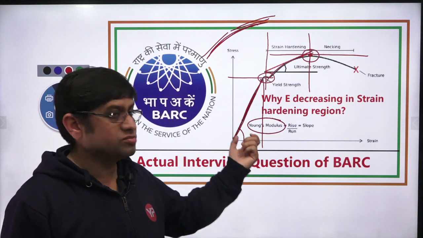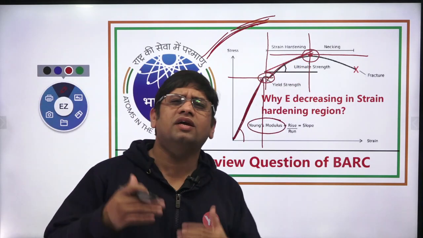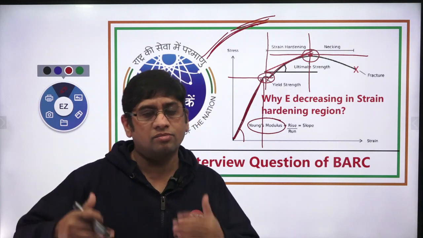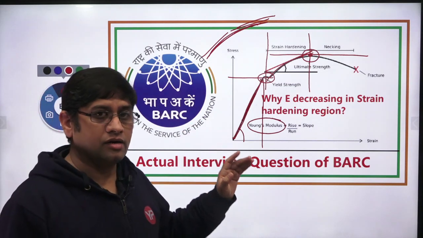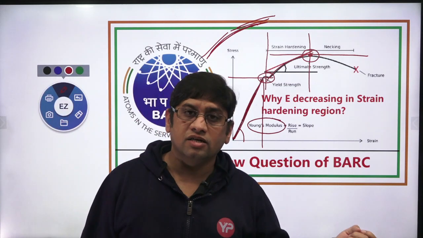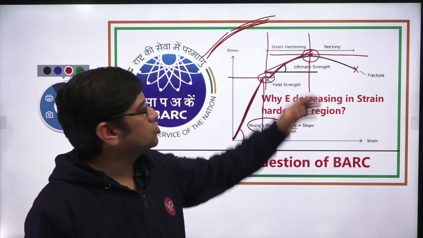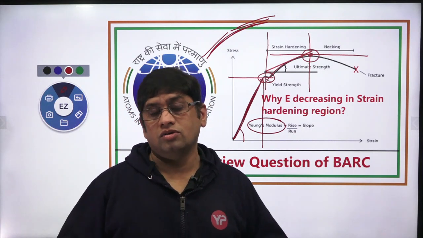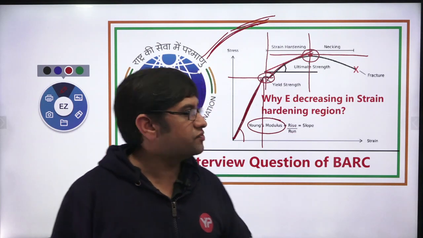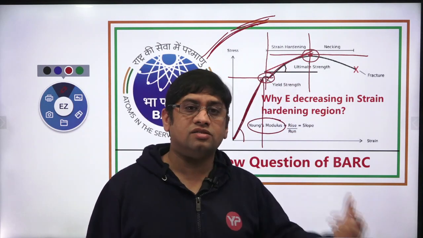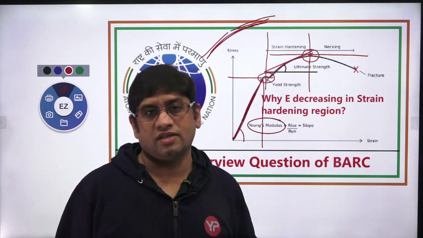What does the slope normally give you? Sir, Young's modulus. Though Young's modulus is defined only in the elastic region, and in the plastic region we cannot call it Young's modulus, there is some kind of similarity. So when the slope of the stress strain diagram in the strain hardening region is decreasing, what is the meaning of that? Slope becoming 0 means the material is no longer stiff. So how do you justify that strength is increasing but stiffness, or Young's modulus, is decreasing? How do you justify that?